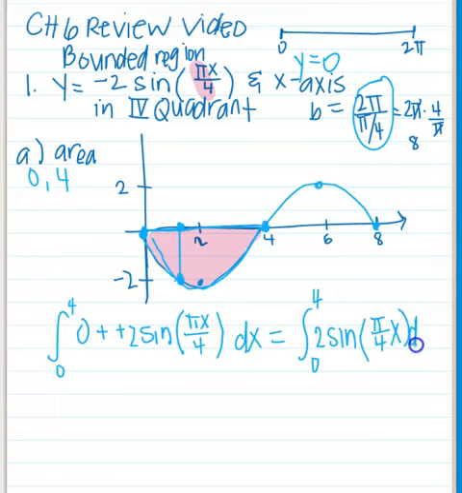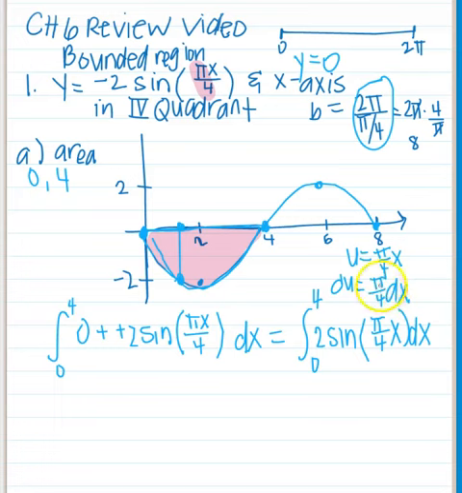You guys are totally fine with me writing it pi x over 4 versus pi over 4x, right? Multiplication, division of fractions, doesn't matter the order that you do it in. If you need to, please off to the side know that this will require a u substitution, that if I set pi over 4x as my u, then my du is going to be pi over 4 dx.